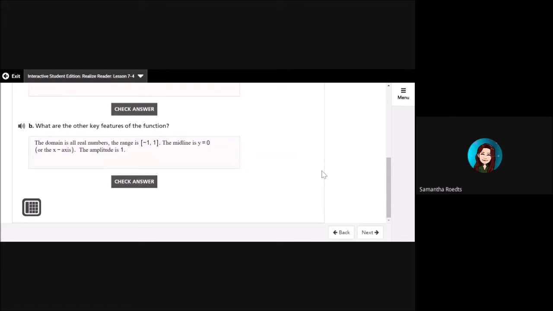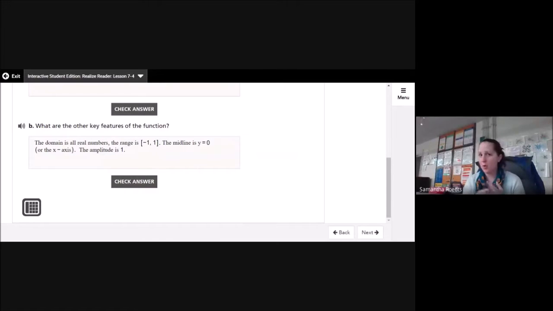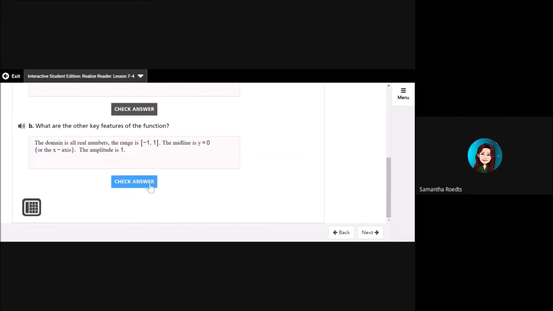When you're dealing with just sine or cosine, these are going to basically be the same every time. You don't do anything else to them. So sine, cosine, they all have domains of real numbers. They all have a range of -1 to 1. The midline is always y equals 0, the x-axis, and the amplitude is 1. Now, when we start adding in something like y equals 1/2 of sine, those things change. But if it's just y equals sine of x and y equals cosine of x, these things stay the same.